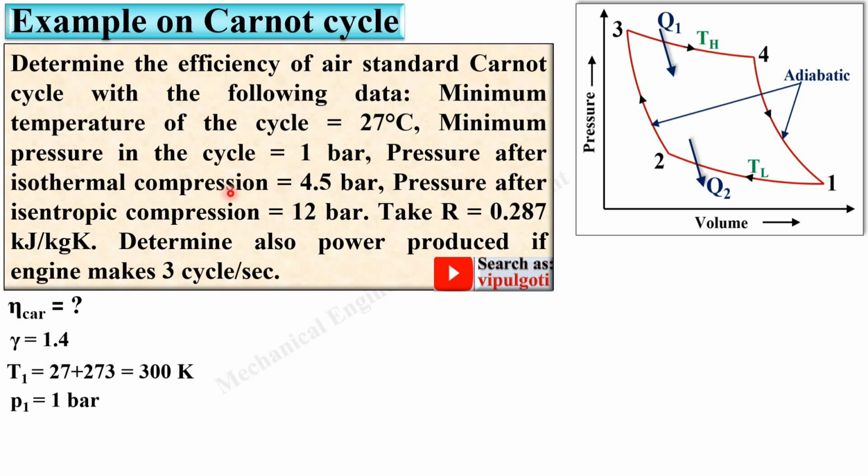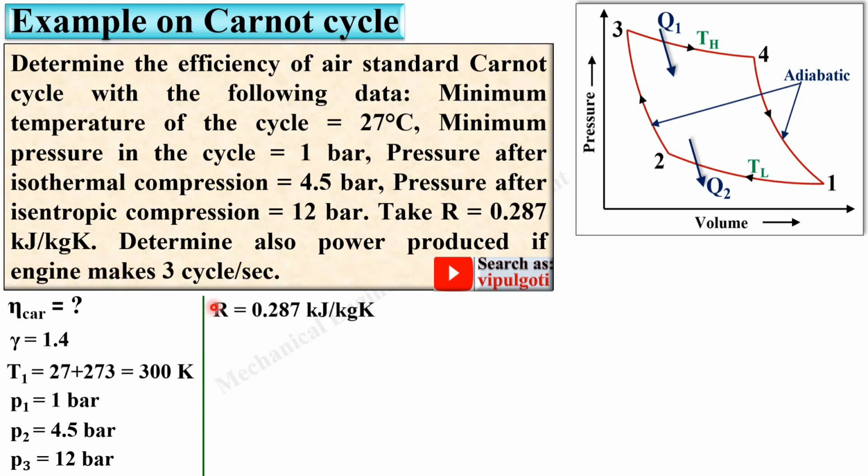Pressure after isothermal compression. Here you can see this is actually the isothermal compression, and pressure after isothermal compression means at state 2. So this is P2. Next, pressure after isentropic compression. This is actually the isentropic compression process, and it is given to you, pressure after isentropic compression, that means at state 3. So you can say P3 is equal to 12 bar. Take R is equal to 0.287 kilojoule per kg Kelvin.